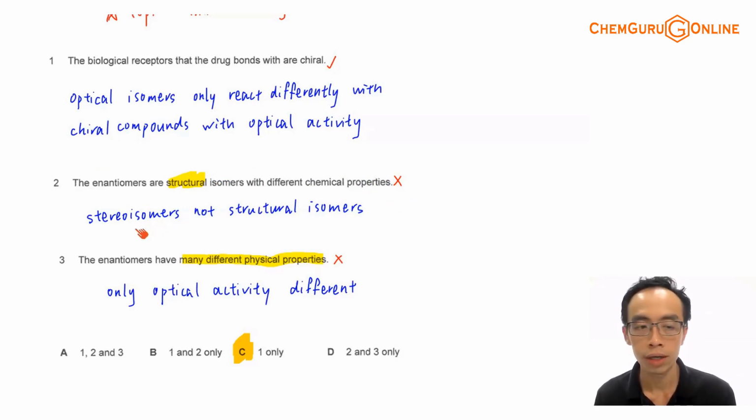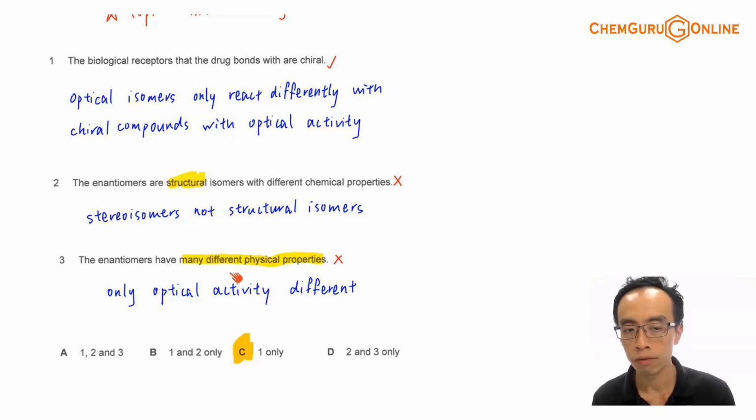Enantiomers are stereoisomers, correct? Stereoisomers, they have the same molecular formula, they have the same structural formula, but the arrangement of the groups in space is different. So therefore, they're still isomers of each other. Essentially, they're still different compounds. And again, in this case, statement number 2 is not true, because your enantiomers are not structural isomers. Structural isomers will have different structural formula, which is not true. They are stereoisomers. So number 2 is wrong.